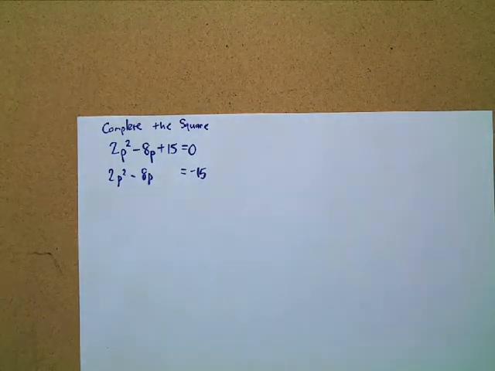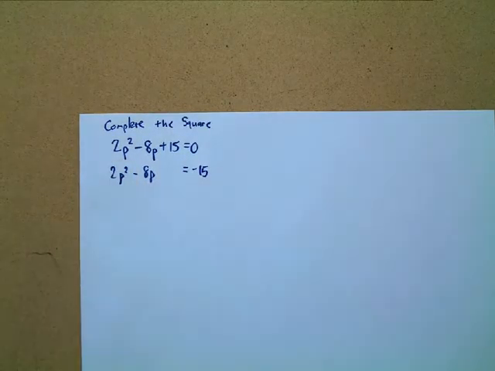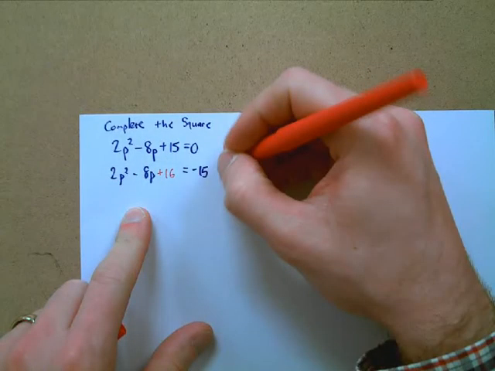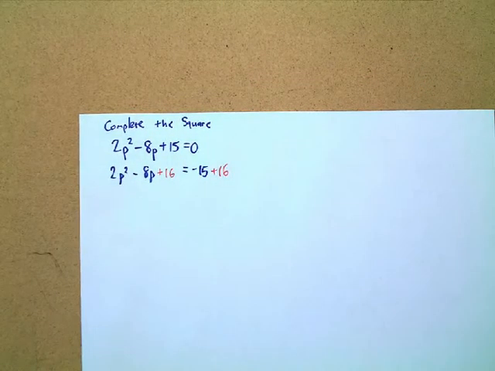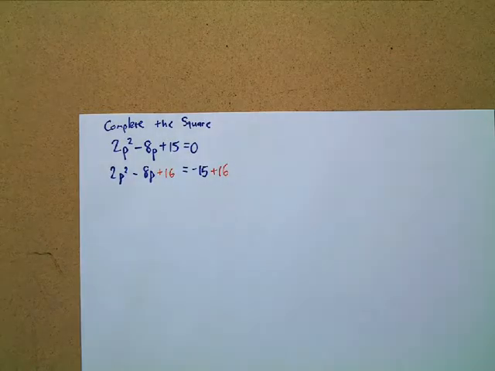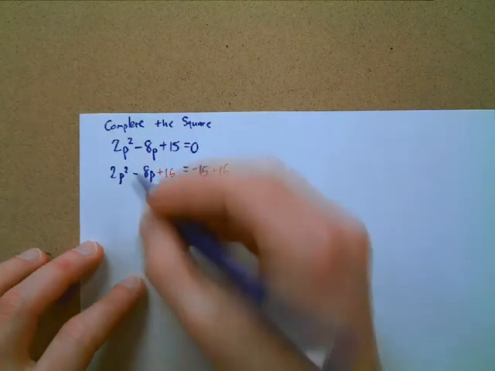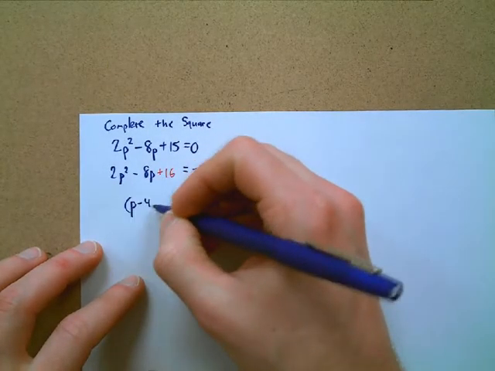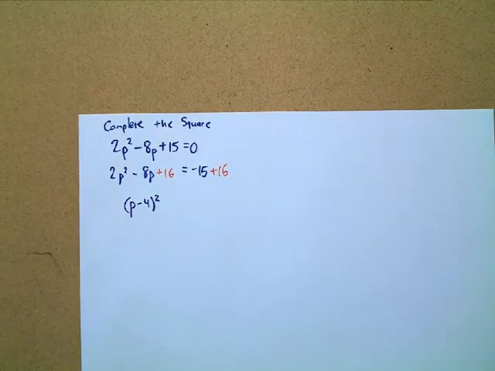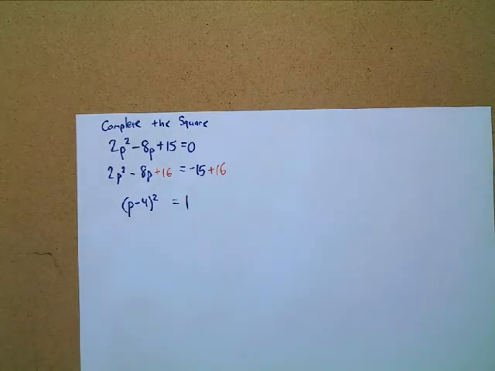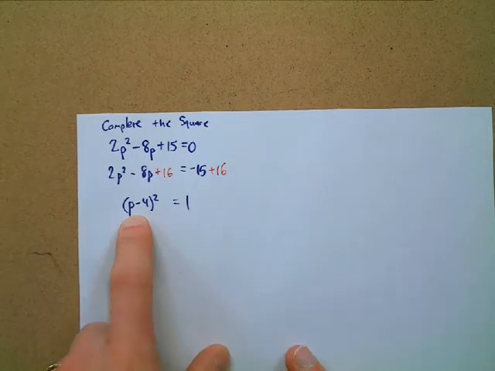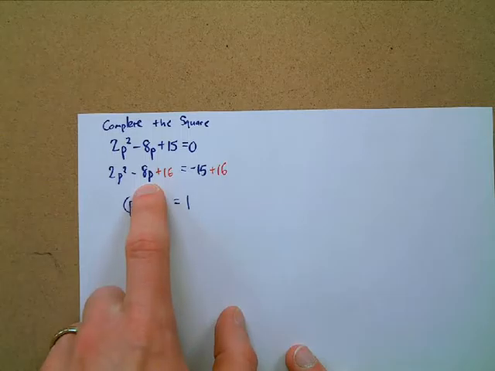And then if I try to factor that left-hand side, I'm going to have some problems. We're tempted to make this p minus 4 quantity squared equals 1. But the problem is if I were to square back out that p minus 4, I would get a minus 8p, I would get a plus 16, but I would not get 2p squared, I would only have p squared. And so the method falls apart a little bit here when we have this coefficient.